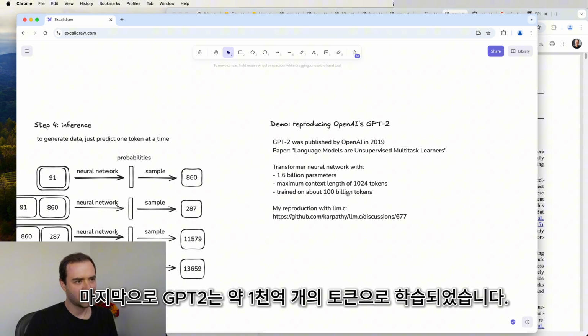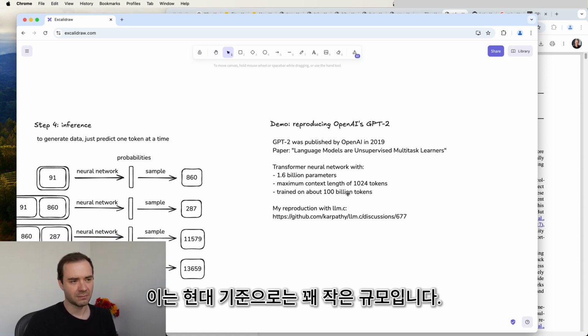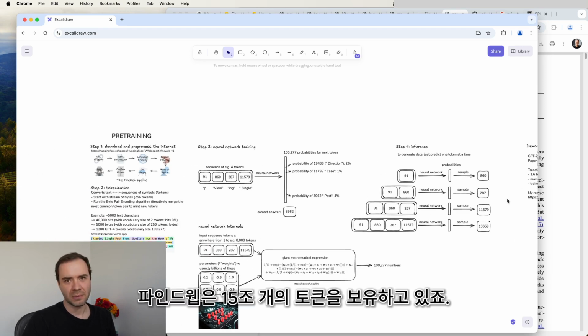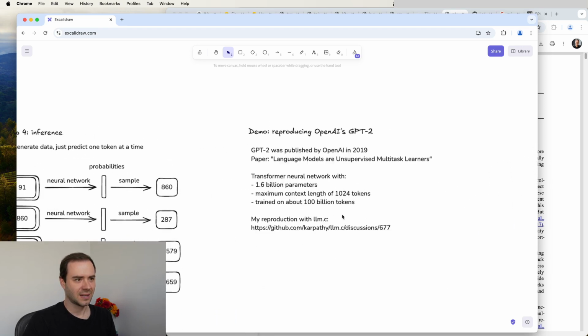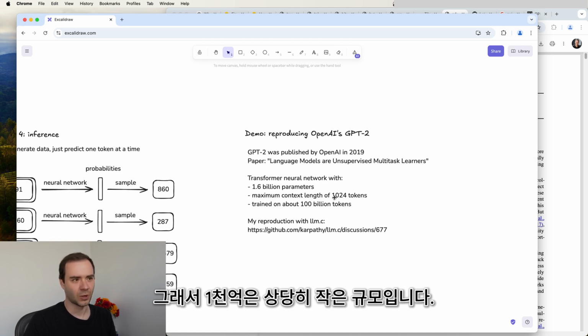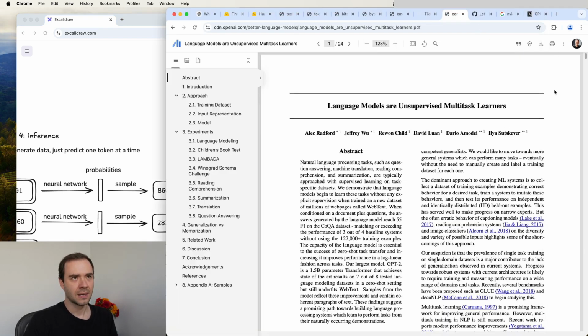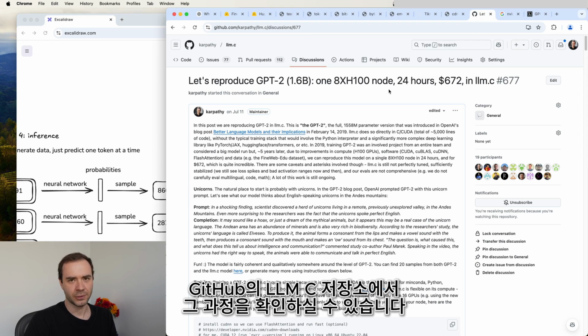And finally, GPT-2 was trained on approximately 100 billion tokens. And this is also fairly small by modern standards. As I mentioned, the FineWeb dataset that we looked at here has 15 trillion tokens. So 100 billion is quite small. Now, I actually tried to reproduce GPT-2 for fun as part of this project called llm.c. So you can see my write-up of doing that in this post on GitHub under the llm.c repository.